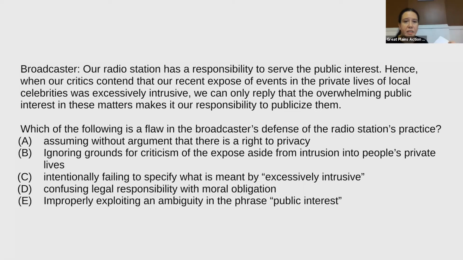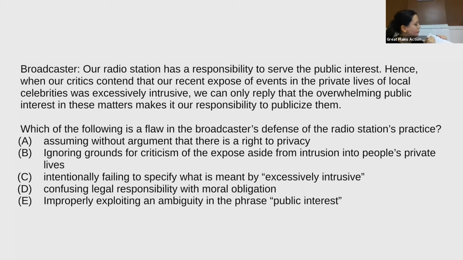There's a lot of letters there, but we can simplify it to: intrusion, justified, because public interest. There's only one other sentence, so we know that's our premise. So let's write down our premise: our radio station has a responsibility to serve the public interest.